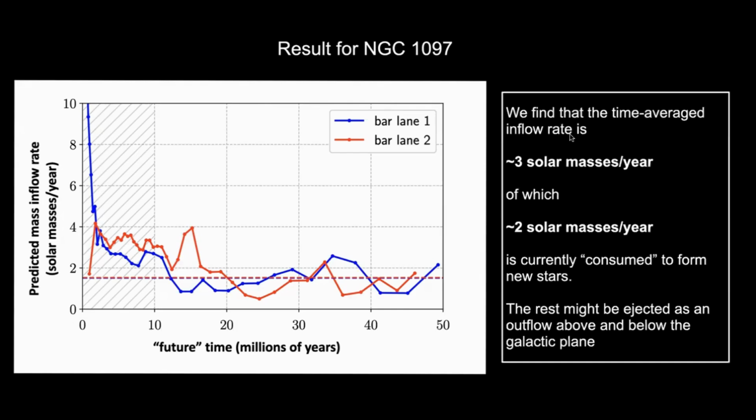What we find is that on average the center, so the nucleus, the nuclear ring, gets a time average inflow rate of about 3 solar masses per year, and of these about 2 solar masses per year, so 60%, is currently consumed to form new stars. In fact this galaxy shows a lot of star formation, so a lot of blue stars in the optical in this central ring. And the rest might be temporarily accumulated in the center, or it might be ejected as an outflow above and below the galactic plane, powered by the energy release of all these newly formed stars.